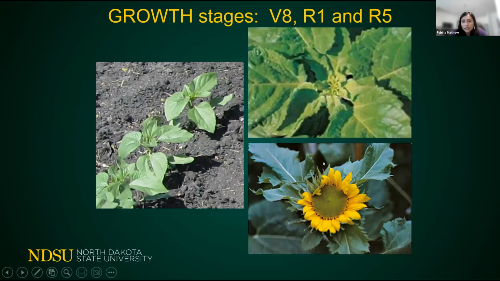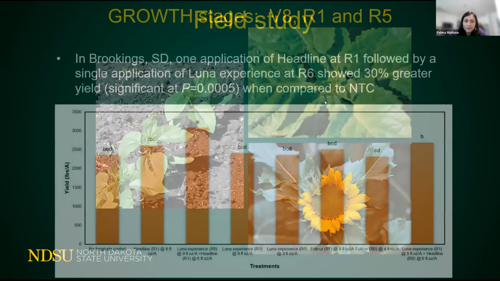So these were the growth stages that we targeted. V8 is ideally when an herbicide application goes in, so we were trying to see if we could get a fungicide going at the same time. R1 is what we are recommending at this time for Phomopsis. R5 is typically when an insecticide application goes in, and so that's why we were experimenting with R5.